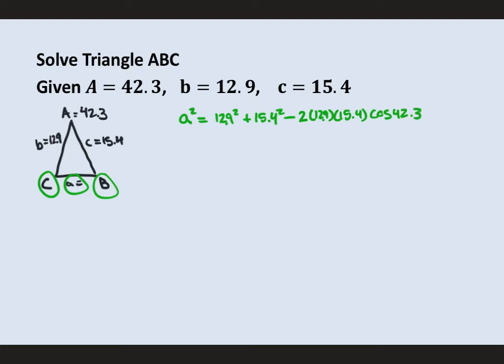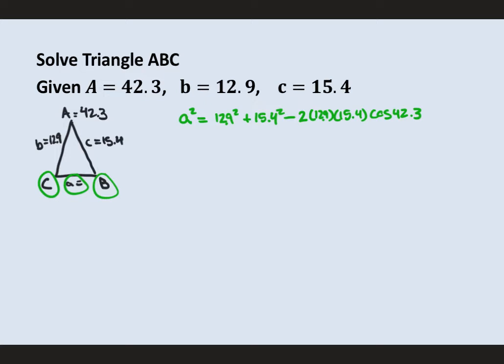All right, so let's recap. We're looking for little a here. We have little a squared equals little b squared plus little c squared minus 2 times little b times little c times the cosine of the angle that's across from the side that we're looking for.